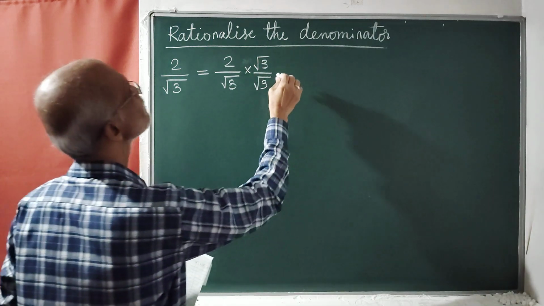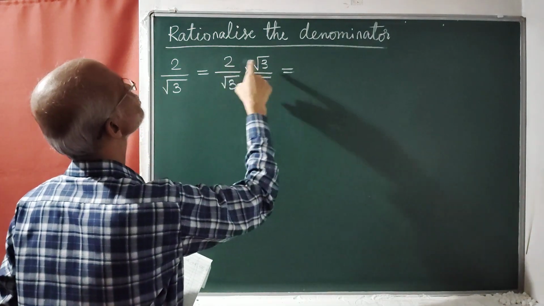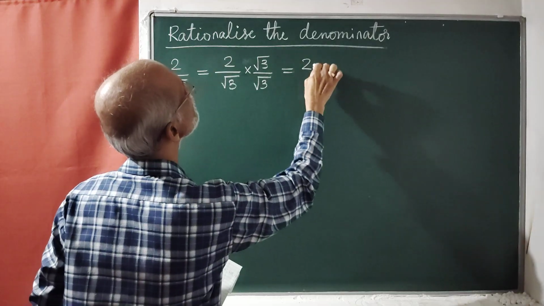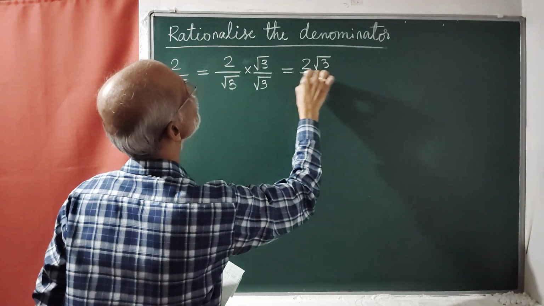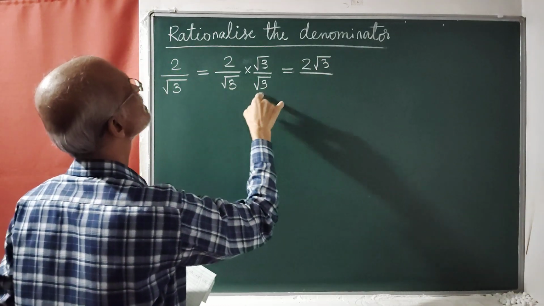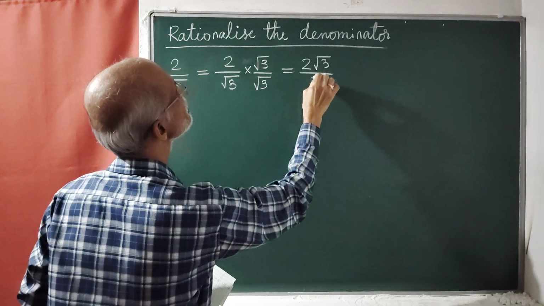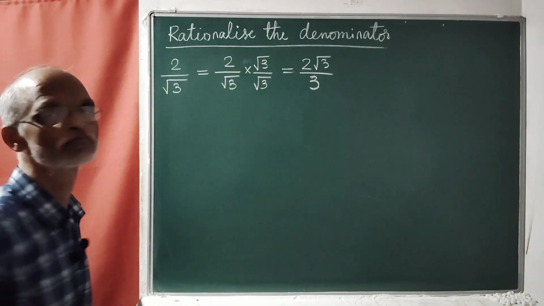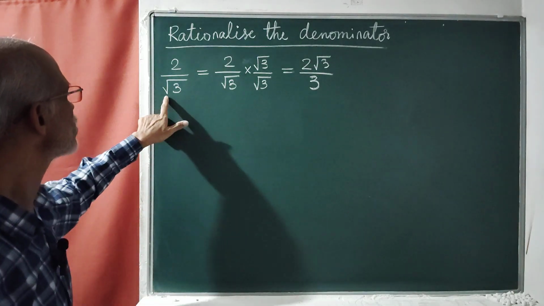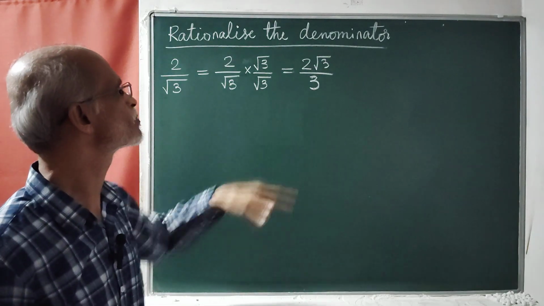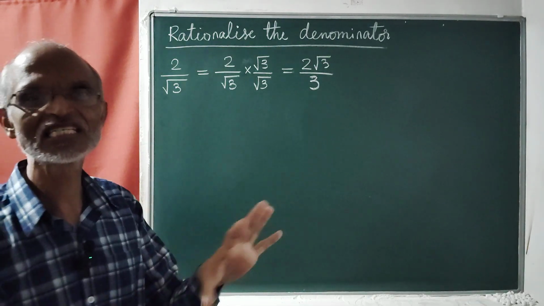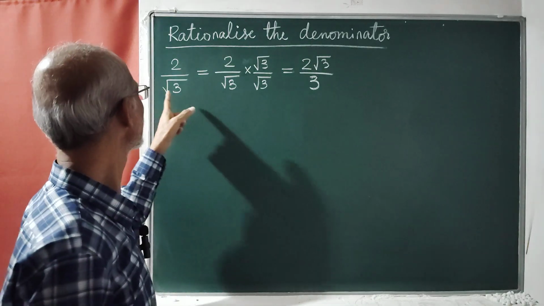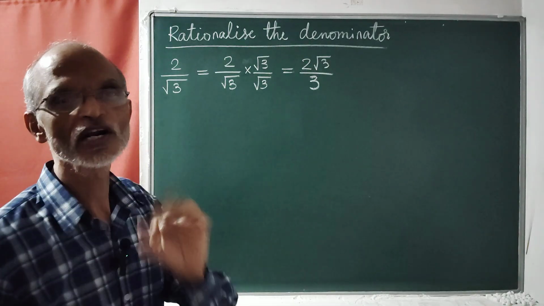Then what will we get? 2 into root 3 is 2 root 3. Now you can see here, root 3 into root 3 is 3. That means the root of the denominator has disappeared. Here it was root 3, it became 3. That means it has been rationalized. The root symbol has been removed.